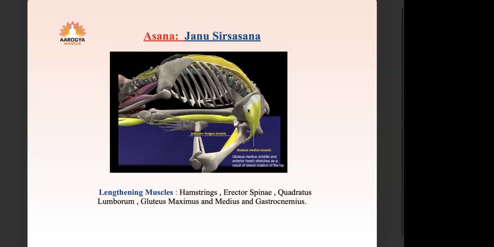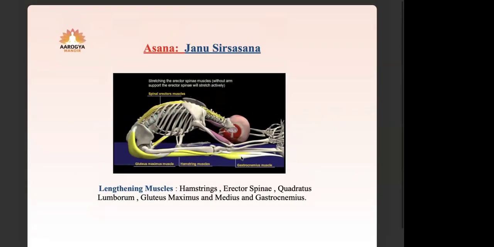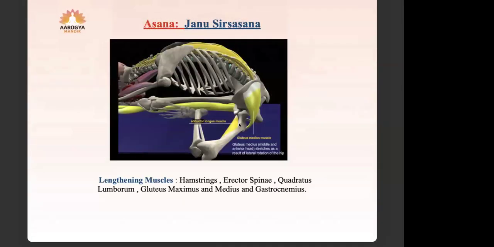See, of the straight leg, we can see that calf muscles, hamstring, gluteus maximus, and spinal erector muscles are getting stretched. But in the folded leg, there is a stretch of the inner thighs, the adductor muscles, and of course, the gluteus medius muscle. This posture also helps to stretch the quadratus lumborum.